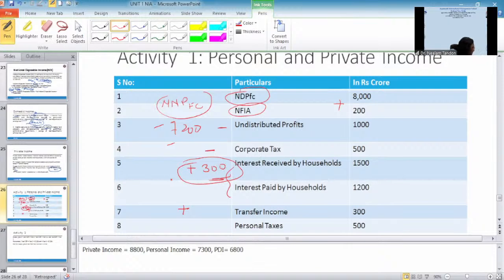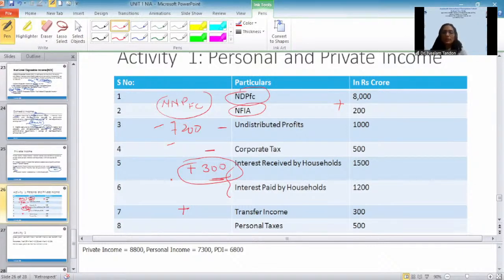Absolutely right. Rashali has calculated right. 7,300. Rashali, your answer is right. 7,300 is the answer. So personal income we have got. Now you have to go to private income. How will you go to private income?